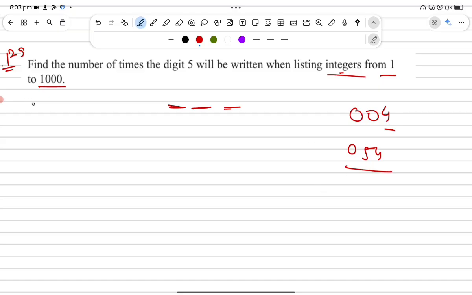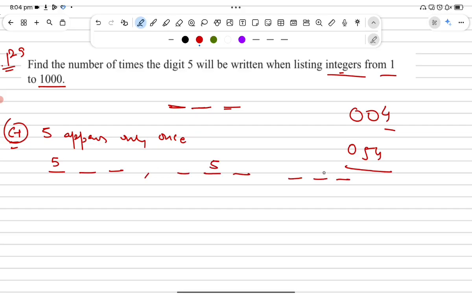Sweet. Now the case 1 here is 5 appears only once. So in these 3 positions, there are going to be subcases. 5 first occupies this position. The second one would be 5 occupies this, or 5 occupies this. Sweet. What about these positions? We have said 5 appears only once, so 5 cannot appear anymore. But other digits can be repeated. There's no such constraint. Like we are cool with 544. What we are not cool with is 554.